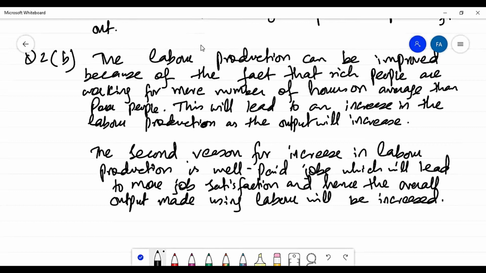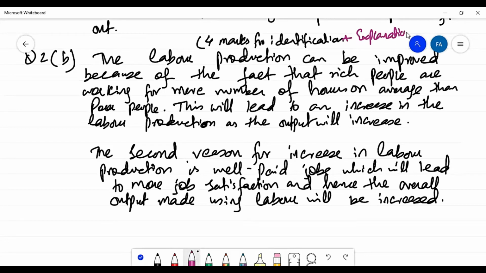I'll write over here 4 marks for identification plus explanation. Once you are done with this, then we'll move on to the C part.